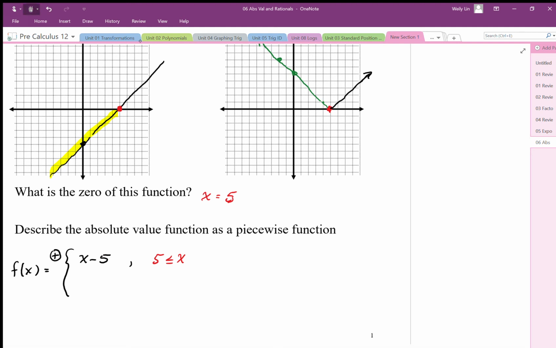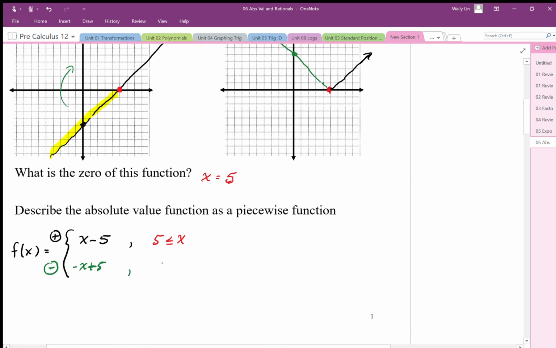Then there's a negative domain, okay, when it's negative. When the graph is negative, okay, we need to use the opposite, or negative x plus 5. Okay, so for those values when it's negative, we're going to just take this x minus 5 and multiply by -1, and that's going to flip it across that line and give us the green graph here. And that domain is going to be when x is less than 5.